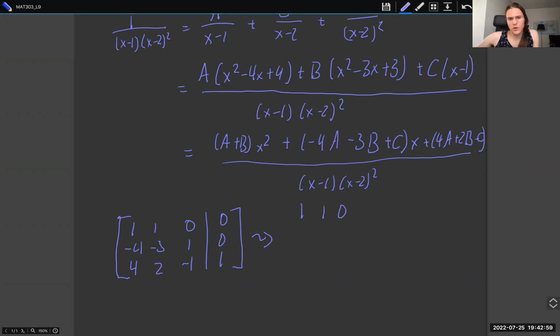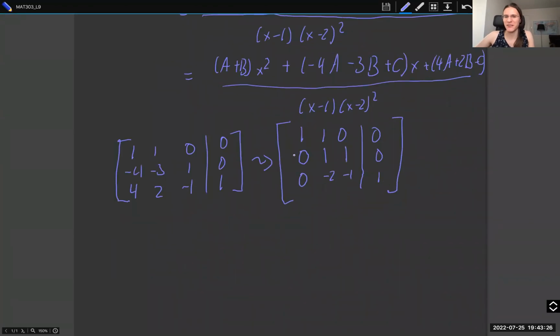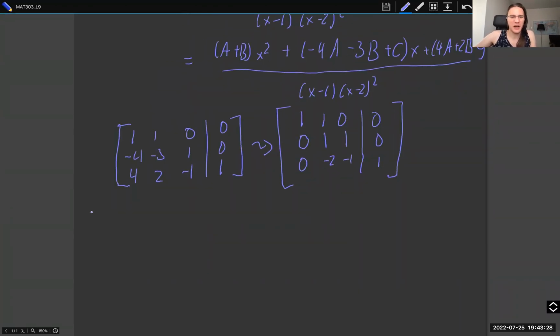We get 1 1 0. Then we're going to add 4 here, so it's going to be 0 1 1. Then we're going to subtract 4 here, so it's going to be 0 minus 2 minus 1. So in your original calculus class, you did not do partial fractions by using row reduction. But now we know row reduction, so instead of writing out a messy system of equations, it's actually easier to do this.